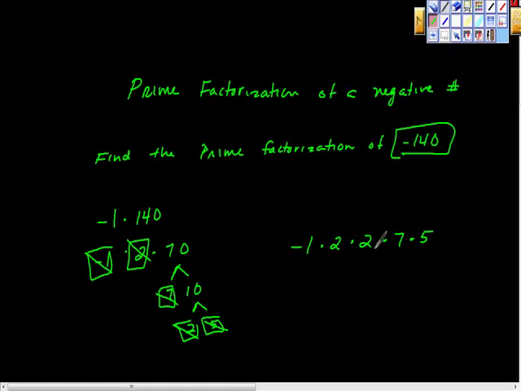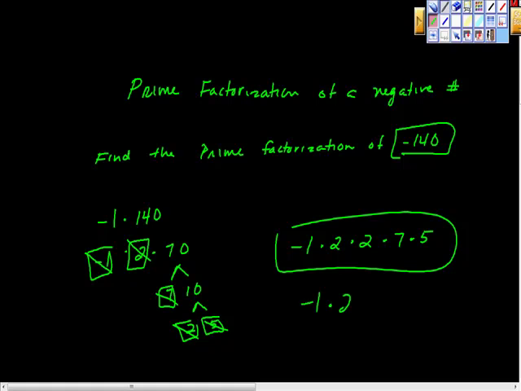I can do it this way. 2 times 2 is 4. 4 times 5 is 20. 20 times 7 is 140. Times negative 1 is negative 140. So that works. So this is the prime factorization. Better written this way, though.